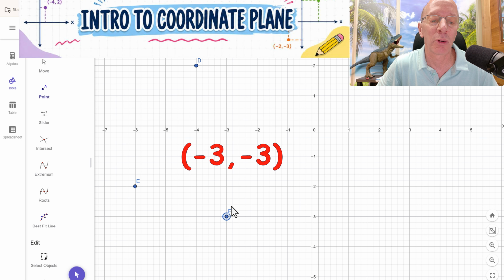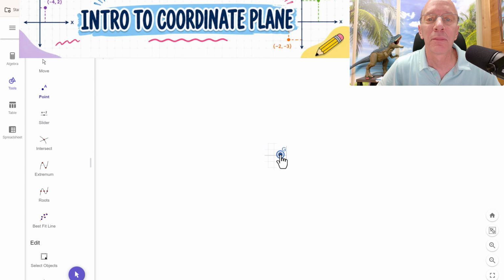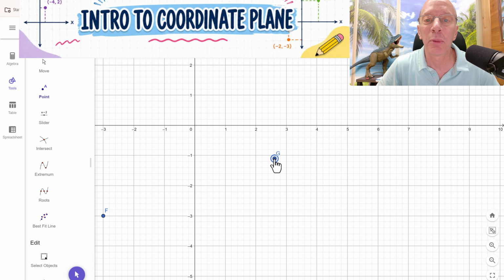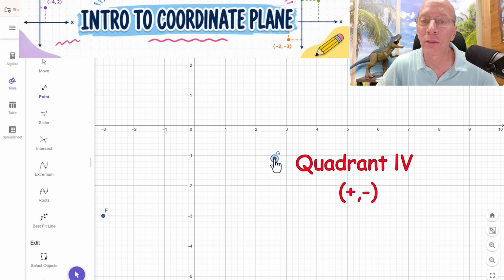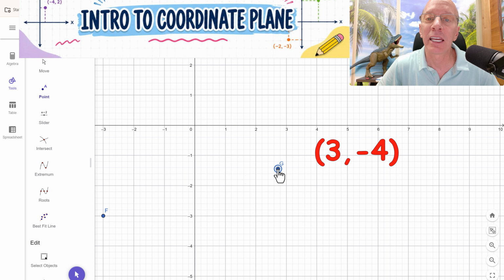And so that point is plotted at -3, -3. All right, let's go ahead and plot a point in quadrant 4. Quadrant 4 is a little different. It has the x-axis as a positive and the y-axis as a negative. We're going to go ahead and plot 3, -4. So let's go ahead and begin.